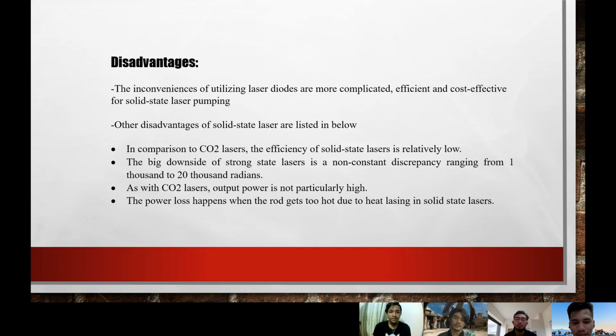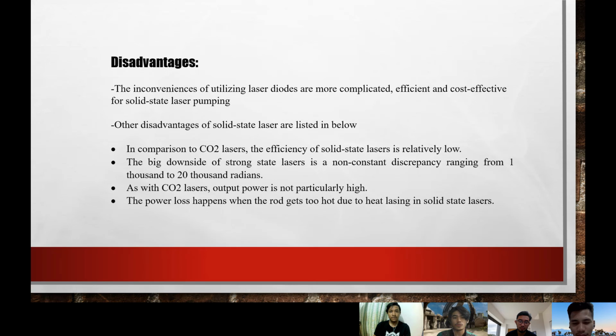Next, for the disadvantages, the inconvenience of utilizing laser diodes is that they are more complicated, and pumping a solid state laser efficiently and cost effectively is difficult. Their application imposes in practice a number of constraints such as the needed overall efficiency, peak power, wavelength, and also radiation intensity. Other disadvantages of solid state lasers you can see on the slide.